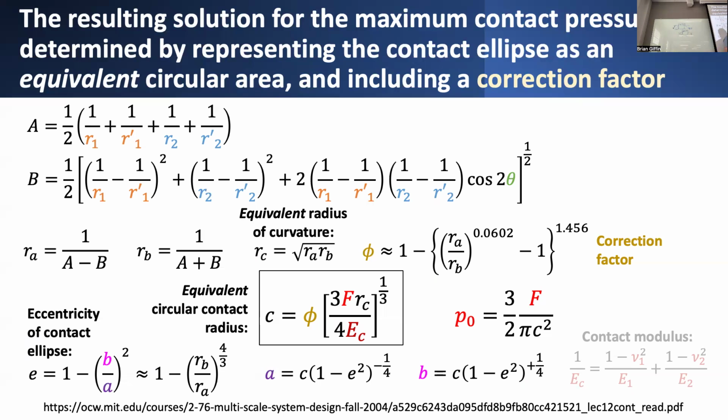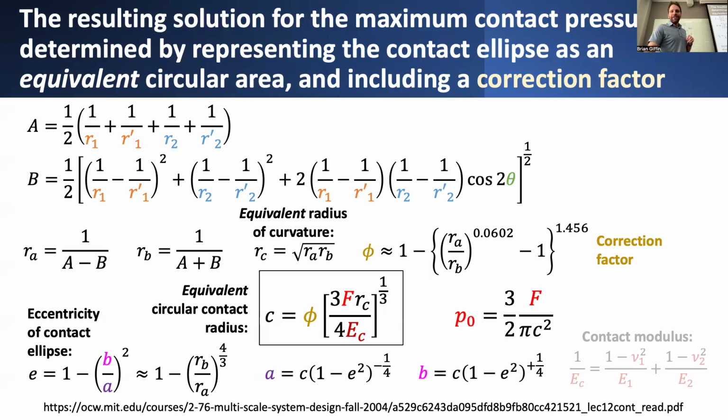Looks pretty cool, but you have to modify it slightly. You actually have to include a correction factor. Even though you go through all this process and treat it as an equivalent sphere-on-sphere problem, you do still have to include this correction factor, which depends on some intermediate parameters that you compute along the way. But once you figure out the equivalent radius of this equivalent contact circle, then you can figure out the maximum pressure, no problem. Again, same equation as you did before.